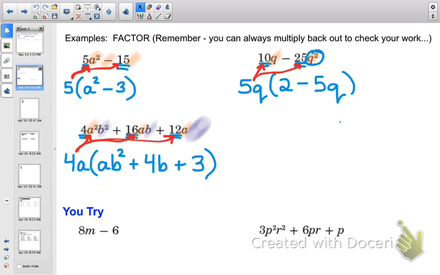Again, you can do the distributive property to check it out. You try.